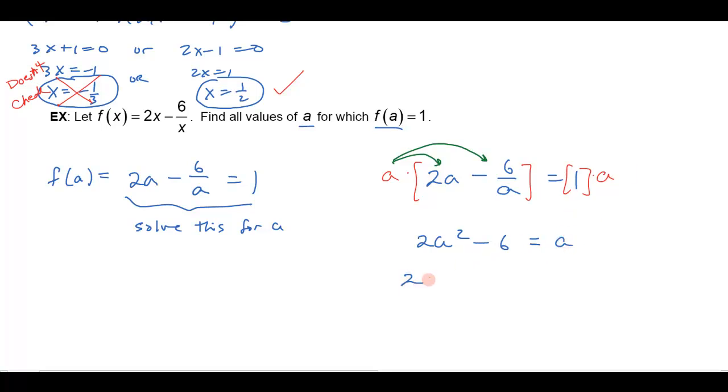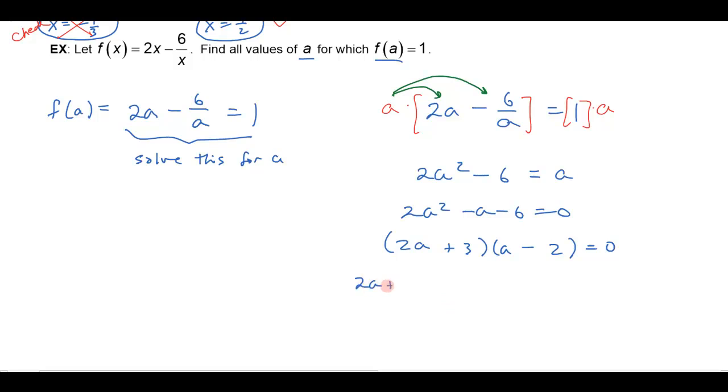I can bring the a over, and hopefully this will factor. So I need some factors of 6, probably 3 and 2. Let's put a 3 here and a 2 here. That would give me 4a and 3a. If I do that right, I can get negative 1 in the middle. Put the negative on the 2 and the plus on the 3. Negative 4a and 3a is negative a, and 3 times negative 2 is negative 6.